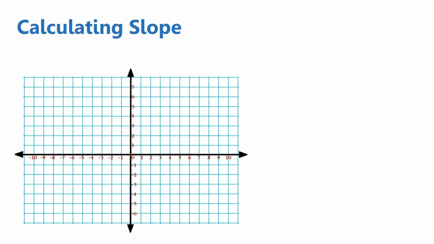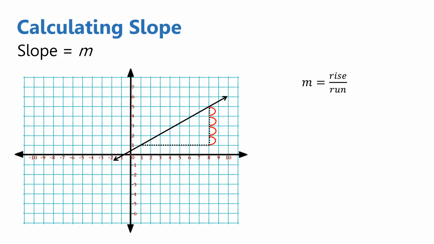Now we're going to look at calculating slope. Let's calculate the slope of this line. Something to keep in mind is that the symbol for slope is always a lowercase m. The formula for calculating slope from a graph like this is m equals rise over run. First, find 2 points on the line that directly intersect the grid. We're then going to draw lines creating a 90-degree angle. We count how many squares it takes to go up, in this case 4, and how many to go across, in this case 7.